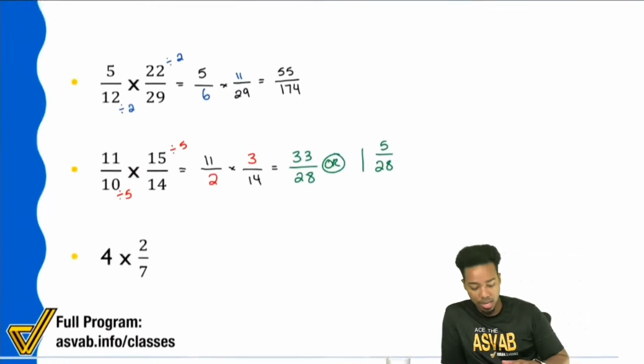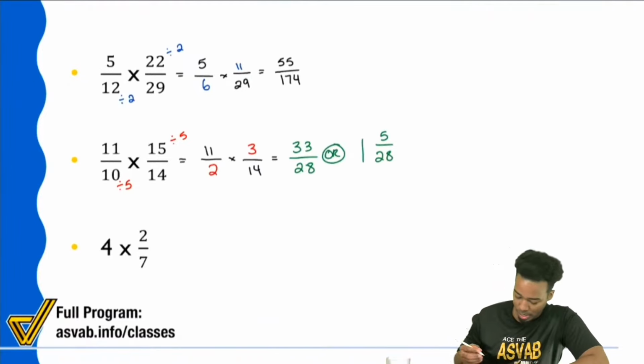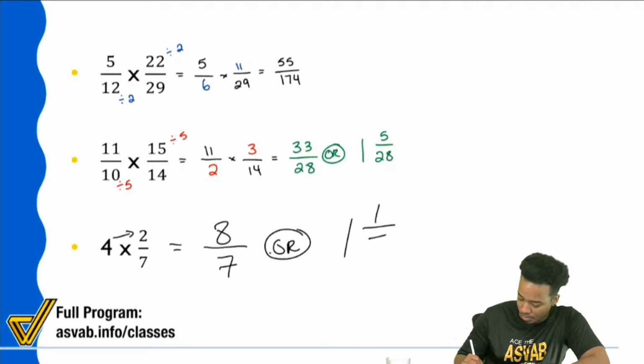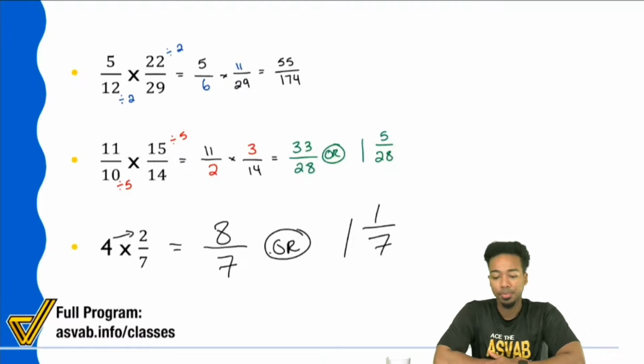Sweet. And then lastly, over here, my party people, 4 times 2 over 7. That's the same thing as just multiplying the top. So 4 times 2 is 8 over 7, or 1 and 1/7. And there we have it.